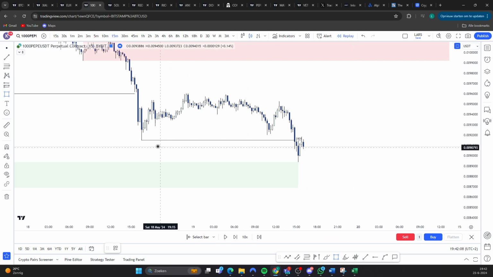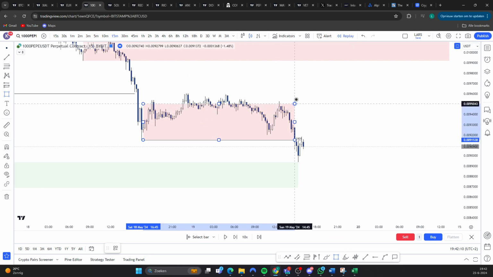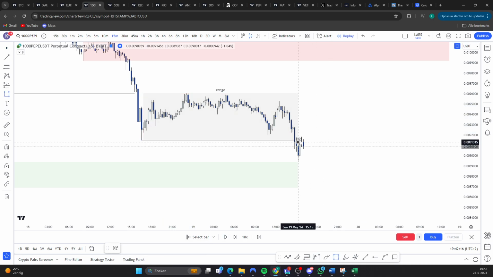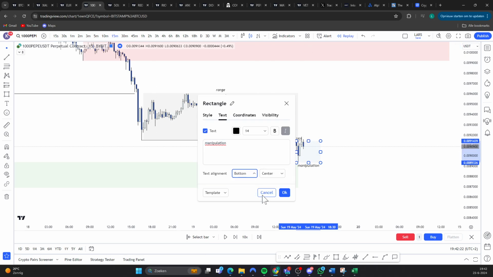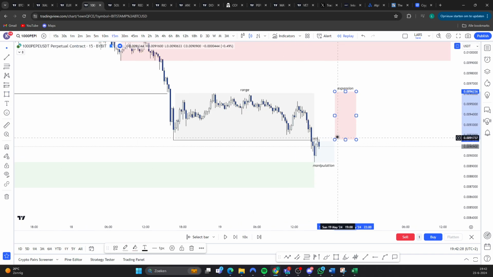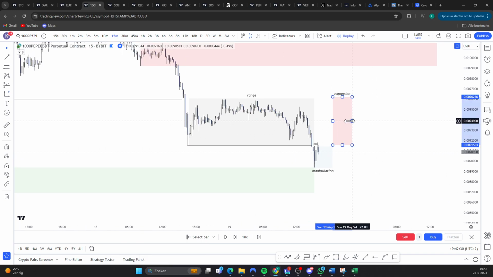The question is, could the manipulation phase of the big PO3 have its own little PO3? It is not the first time I see something like this. It doesn't happen often, but I have seen it before on Solana, where the manipulation phase has its own PO3. Let's see.